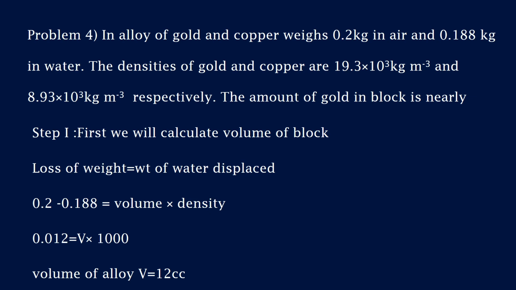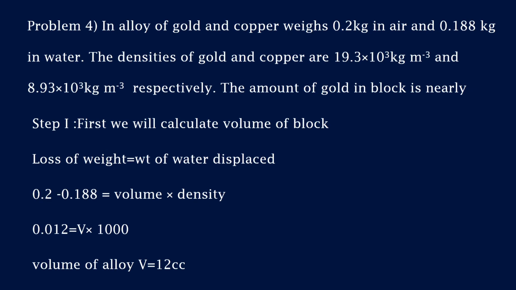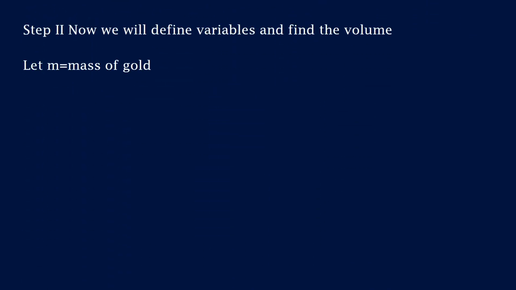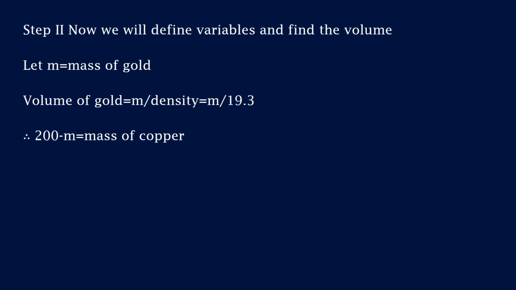Step 2. Now we will define variables and find the volume. Let M be equal to the mass of the gold. Therefore, volume of gold is equal to mass upon density, equal to M upon 19.3. Mass of copper is equal to 200 minus M. Therefore, volume of copper is equal to 200 minus M divided by 8.93.